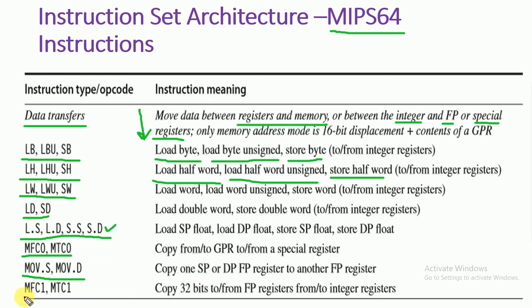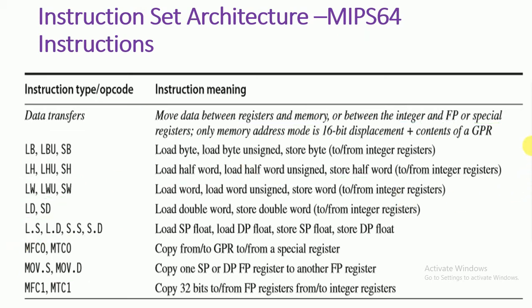Then MFC1 and MTC1 are for copying a 32-bit value between floating point and integer registers. So these are some of the major data transfer operations used with MIPS. All these are just for communication between memory and registers.